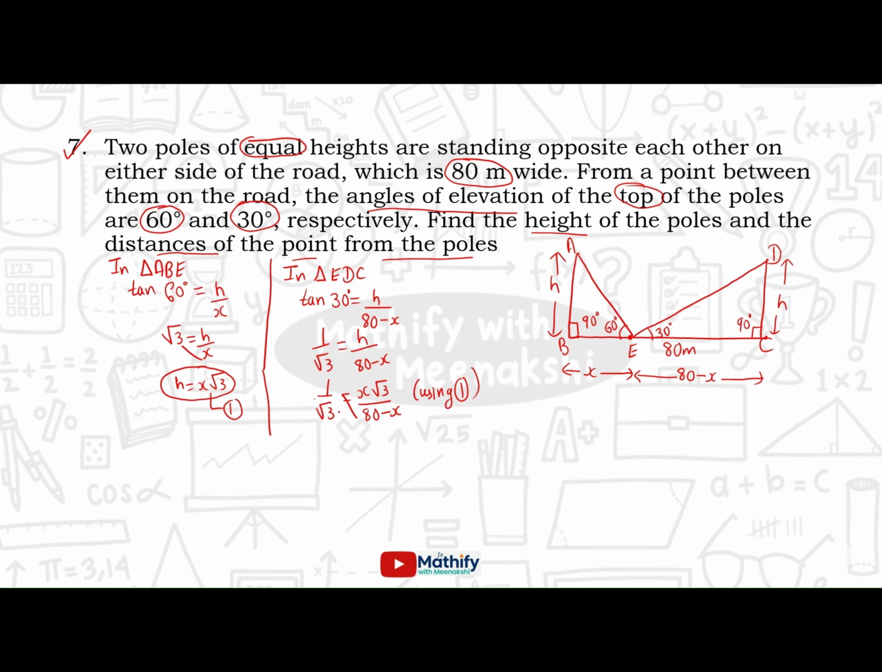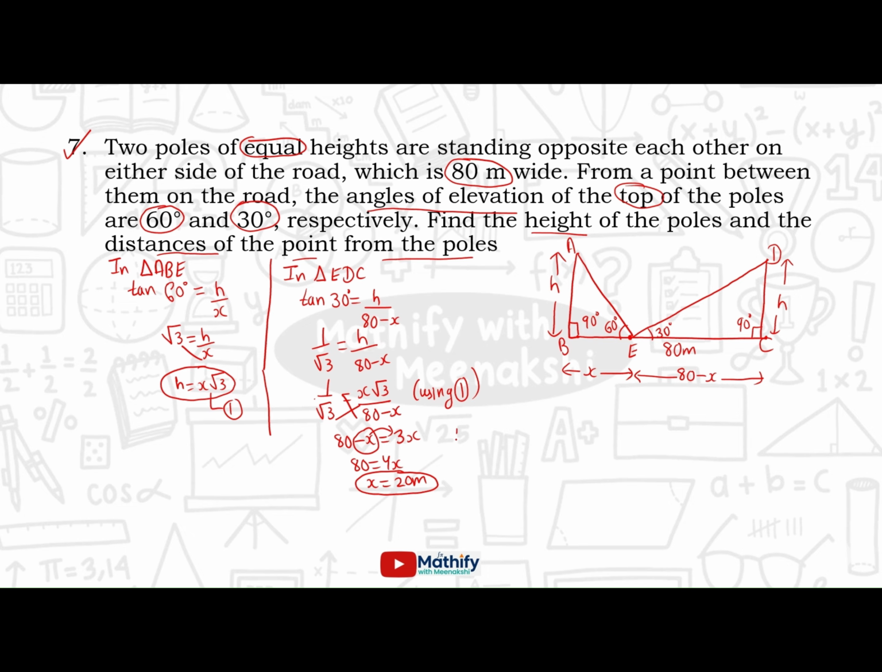Let's do cross multiplication. 80 minus X is equal to root 3 into root 3, which is 3, 3x. Now just transpose this minus x to that side. It becomes 4x. 80 is equal to 4x. That means your x is 20 meter. Now we know our x.